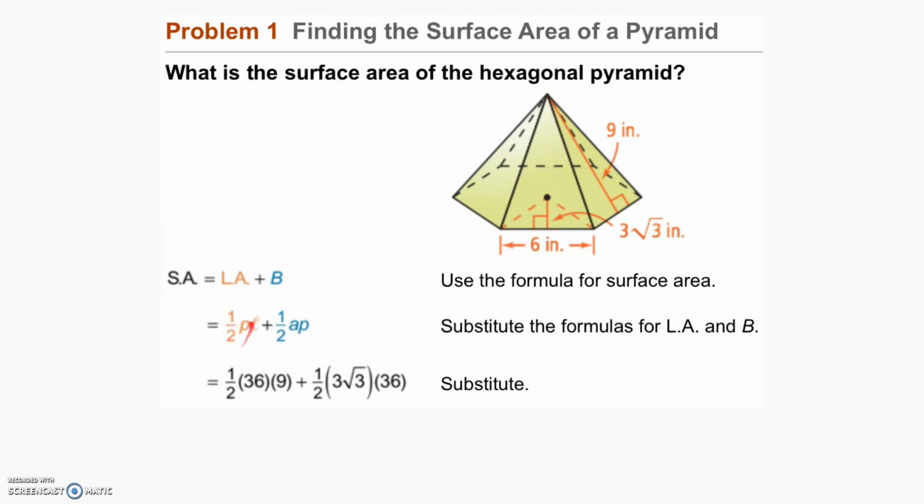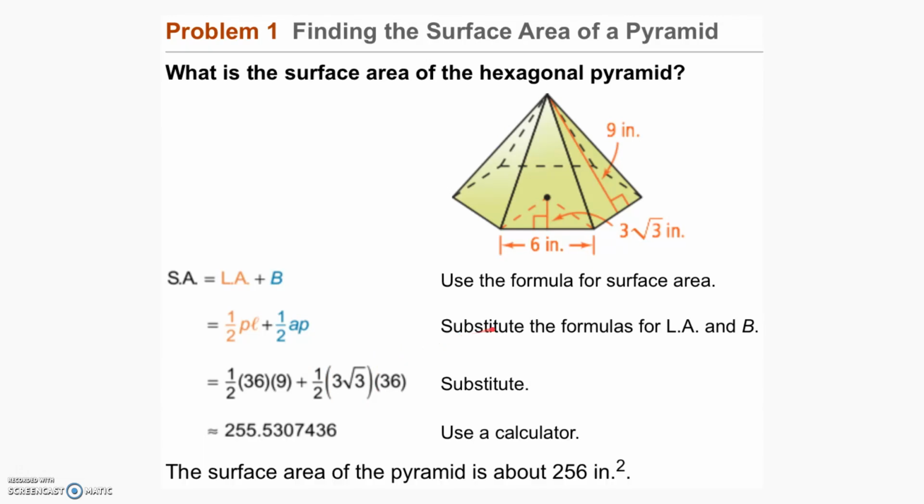So 1/2 times the perimeter times the slant height, plus 1/2 times the apothem, which they gave us, times the perimeter. And that gives us approximately 255.5 inches squared, which is about 256 inches squared. So we're done. Notice that's surface area. Surface area adds together lateral area plus the area of the base. And again, this is pretty strictly formulaic. They gave us the information that we needed, we plugged it in, and we found the answer.